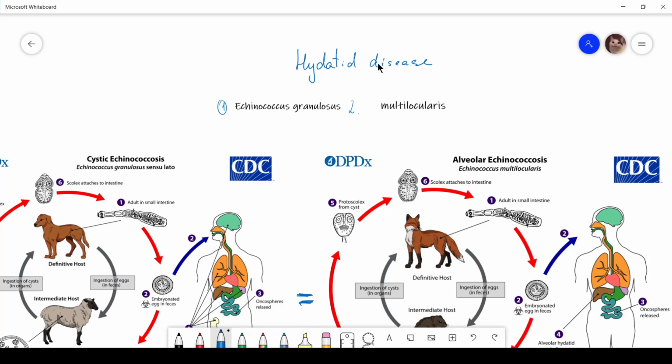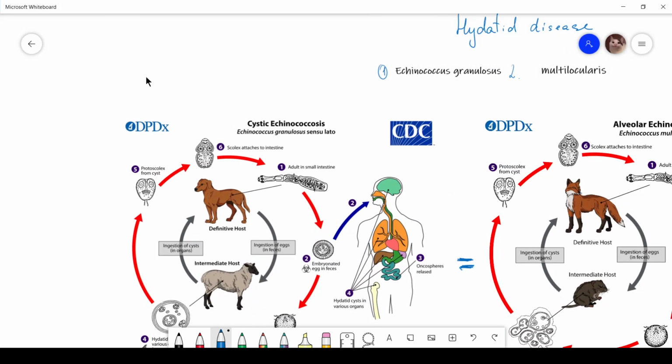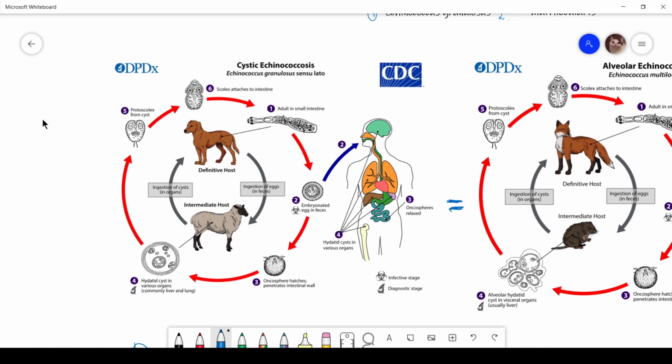increasingly more common. Many genotypes of Echinococcus granulosus have been identified that differ in their distribution, host range, and some morphological features. These are often grouped into separate species in modern literature. Okay, and we go to look at the life cycle of Echinococcus granulosus and Echinococcus multilocularis.